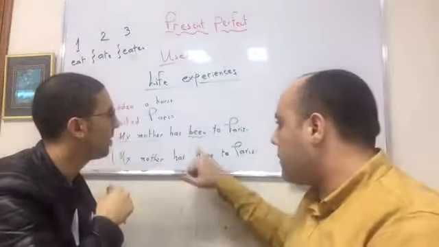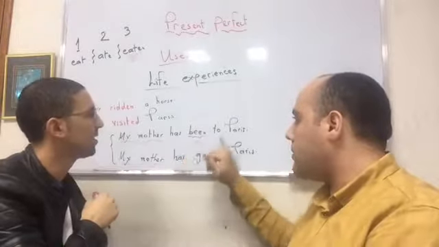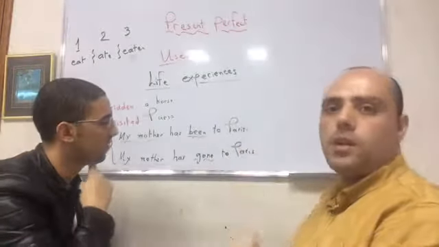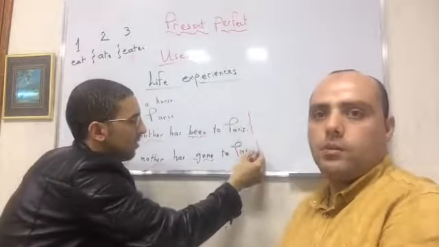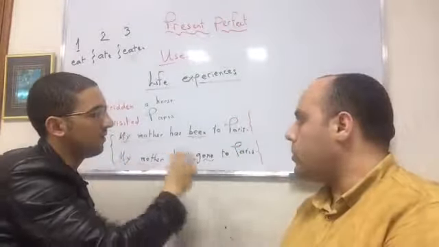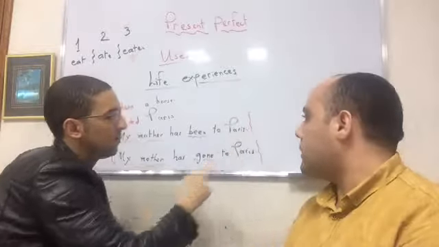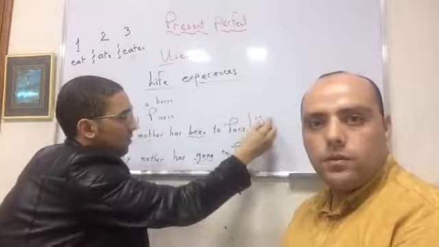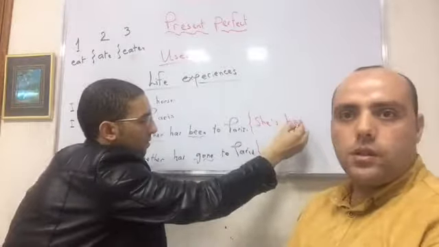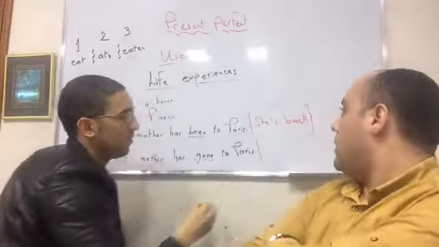What does that first sentence mean? "My mother has been to Paris." What do you think? What does it mean? Where is she right now? Just to make it easy for you, where is she right now?